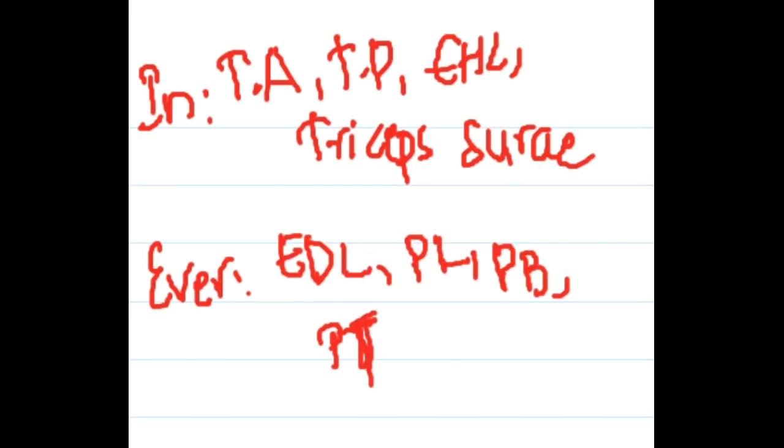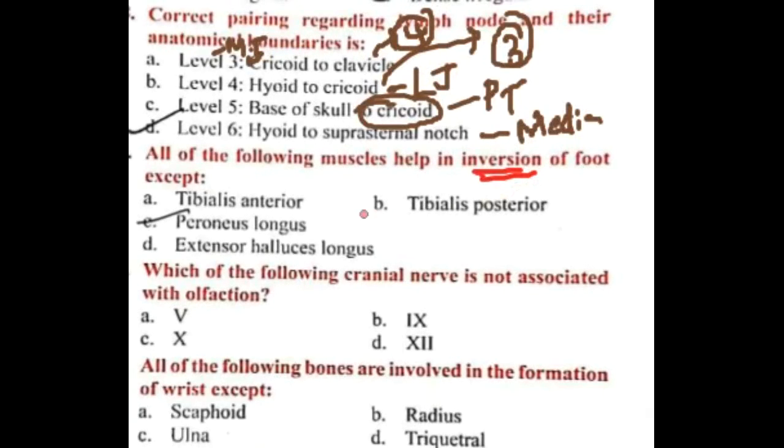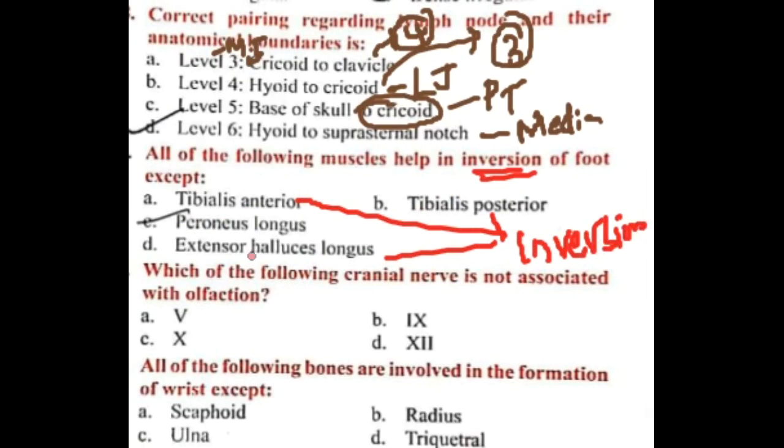So we will see the options. Tibialis anterior, tibialis posterior, extensor hallucis longus along with triceps surae are involved in inversion, whereas peroneus longus with peroneus brevis and tertius and extensor digitorum longus, all these four muscles, are involved in eversion of foot. Okay, so this is the 9th question. Then we will see the 10th question.